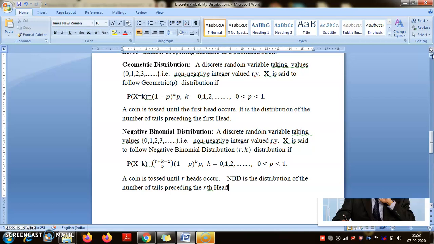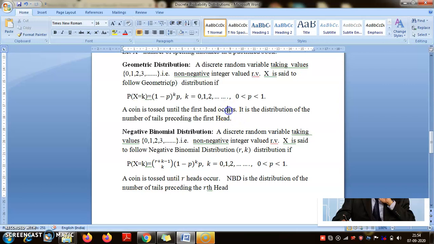So a geometric distribution is a discrete distribution where the random variable takes non-negative integer values 0, 1, 2, 3 with corresponding probabilities as defined here, and as you can see, this is a geometric series, hence the name geometric distribution. p represents a fraction between 0 and 1. Now, where does this distribution occur?